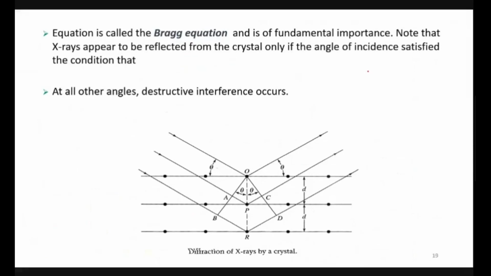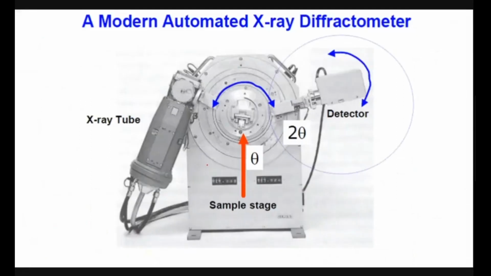Note that X-rays appear to be reflected from the crystal only if the angle of incidence satisfies the condition. At all other angles, destructive interference occurs. So only when the theta value is just right, we will get the crystal reflecting the X-rays.